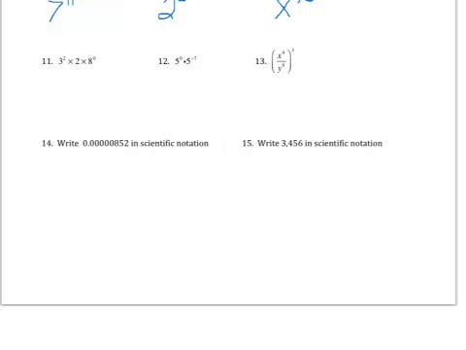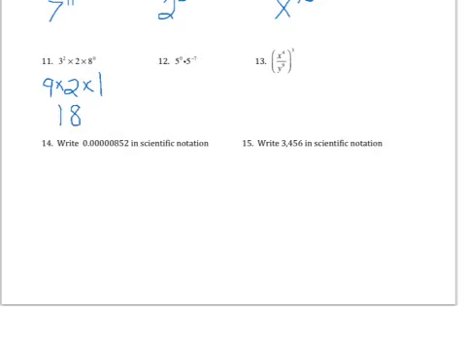For number 11, we have 3 squared times 2 times 8 to the 0 power. So we know that 3 squared is 9. We don't need to do anything with the 2. But we should remember that anything raised to the 0 power equals 1. So 8 to the 0 power is 1. So now all we need to do is multiply 9 times 2 times 1, which is 18.